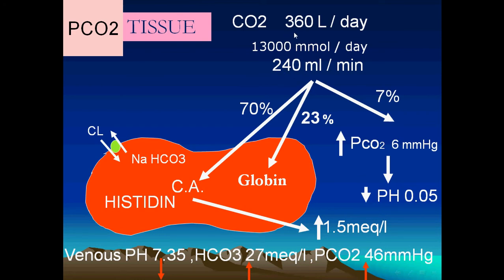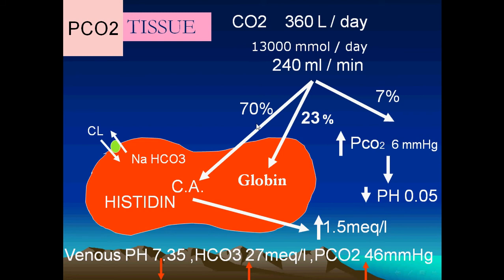about 360 liters per day, and this forms about 13 to 20 thousand millimoles per day. So this is a large volume of carbon dioxide produced. About 70% of it is acted on by carbonic anhydrase to produce bicarbonate, and this is very important.